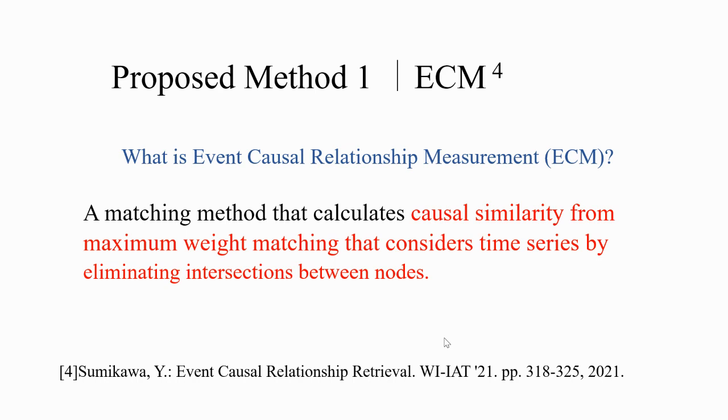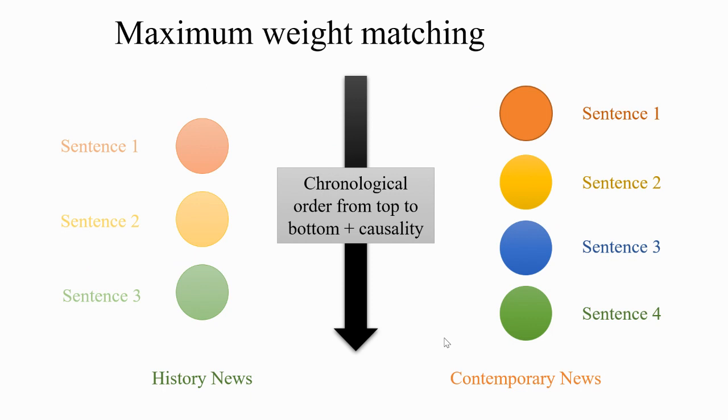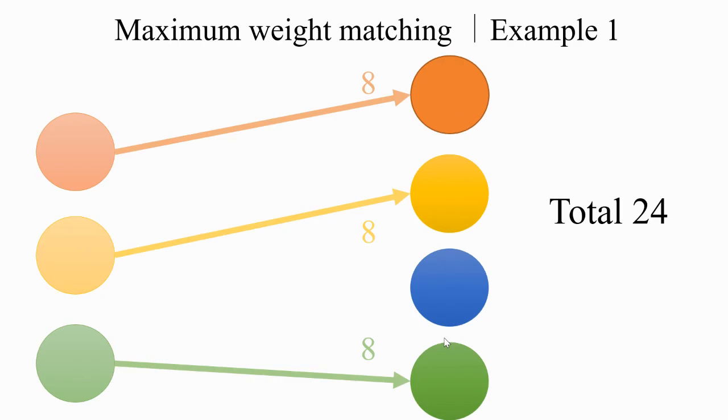Let me explain this in more detail. But first, I will explain the conventional maximum weight matching. The historic and contemporary news texts are each divided into a number of nodes. Each node group is causally related to each other and arranged in chronological order. The similarity between each node is then calculated, and the combination with the largest value is calculated as the similarity.